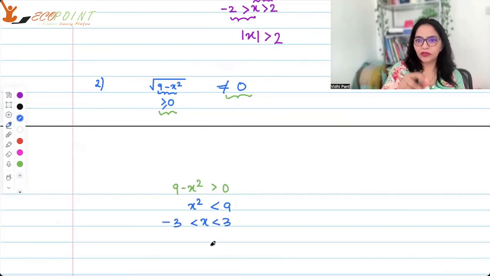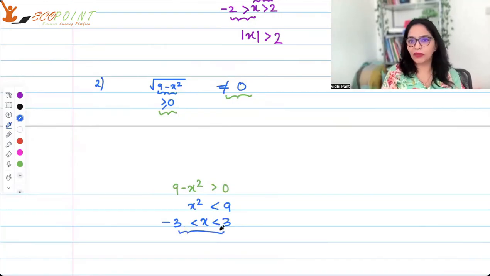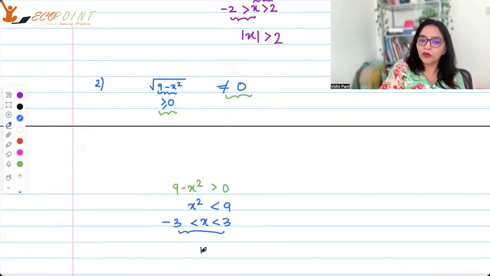So, I just want you to understand how to open up an inequality when you have x square. This is how you do it. Whether it's greater or less, you need to know how to read it. Now, this of course makes sense, because it means all the x's between minus 3 and 3, which can also be represented as modulus x less than 3.